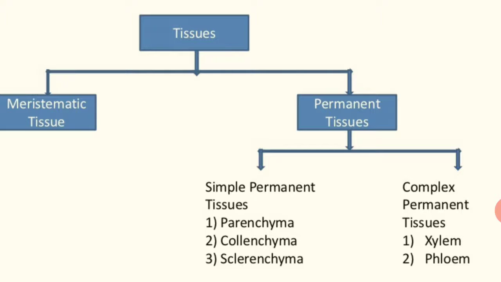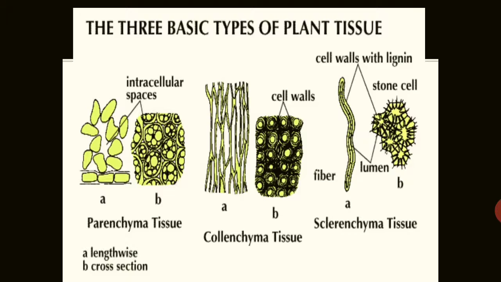In the permanent tissue, we will study the simple permanent tissue, meaning the same type of group of cells performing a function, and it is of three types: parenchyma, collenchyma, and sclerenchyma. In complex permanent tissues, many different types of cells are associated together to form a tissue. So it is a complex structure, and xylem and phloem, two basic conduction tissues, are found in plants. The three basic types of plant tissues are parenchyma, collenchyma, and sclerenchyma. These are known as the basic permanent tissues.